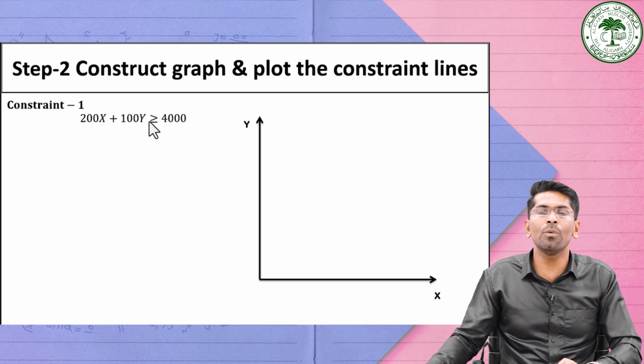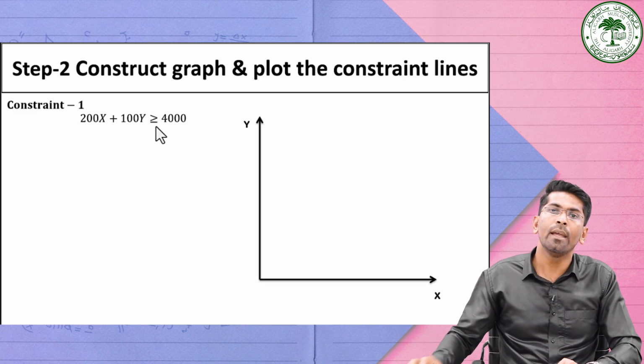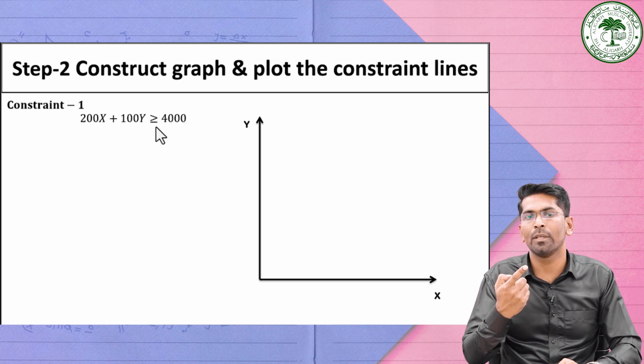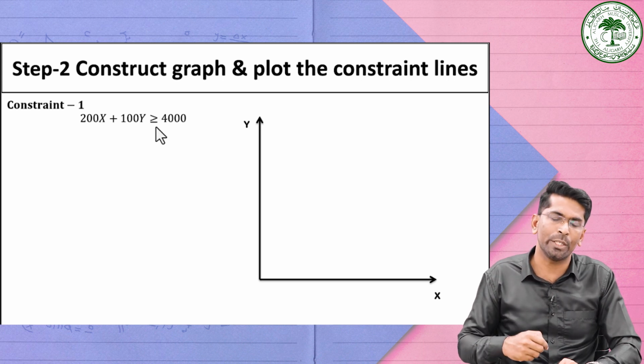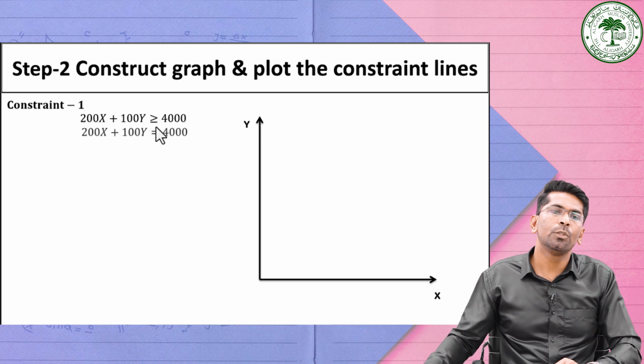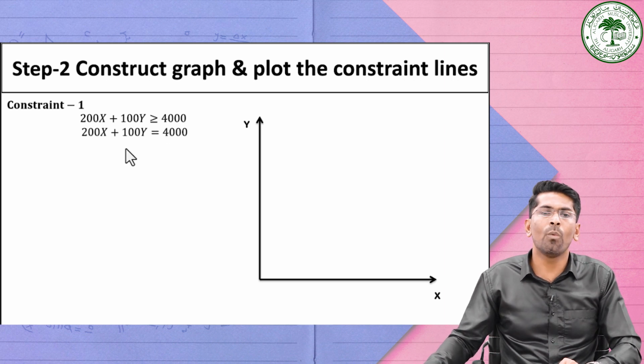Now I am going to change this greater than or equal to sign into the equality sign so that we can solve this equation. So it becomes 200x plus 100y equals 4000.